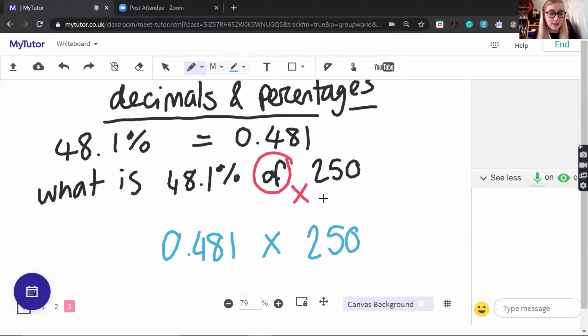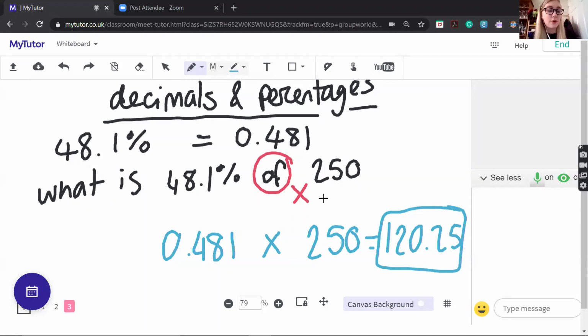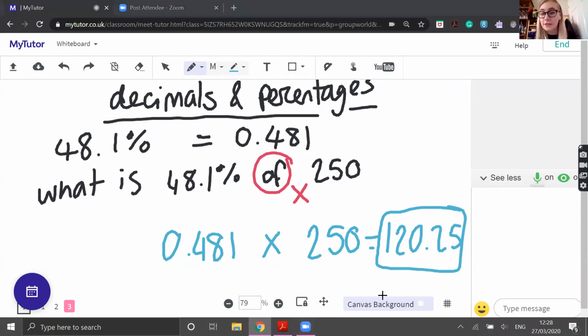250 times 0.481, 120.25. And you can see that looks right, because 48.1% is about 50%, and that's about 50% of 250. But that's a really nice way.